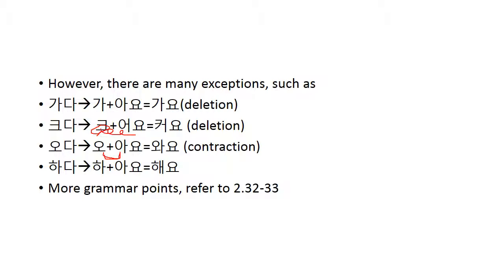And then 하다 is just weird. It acts weird, and it should be 하아요 because it's an ㅏ vowel, but this becomes 해요. It's not 하요 like 가요, but it just becomes 해요. 자, we'll do some more exercises. Let's go to the textbook. It should be 2.34.